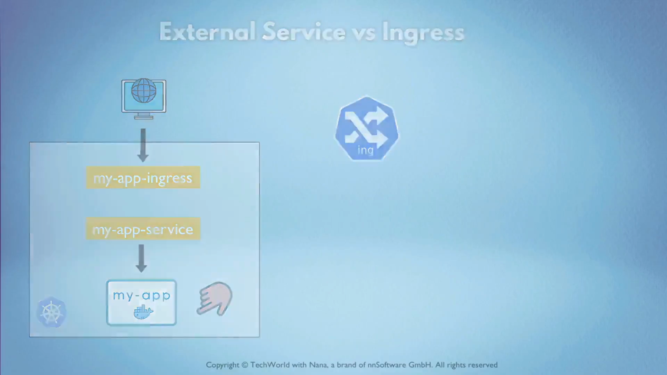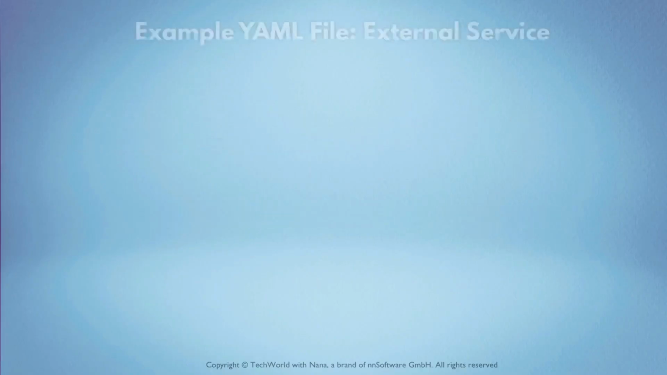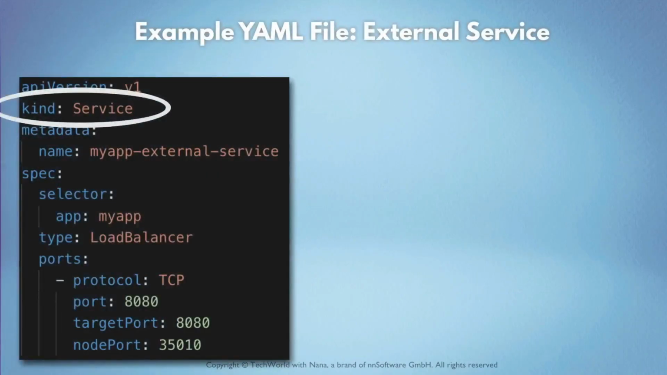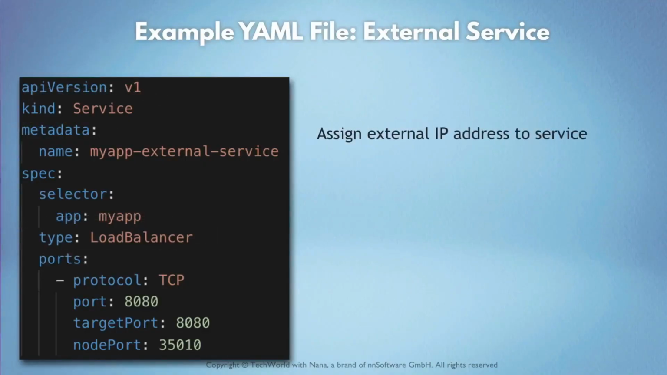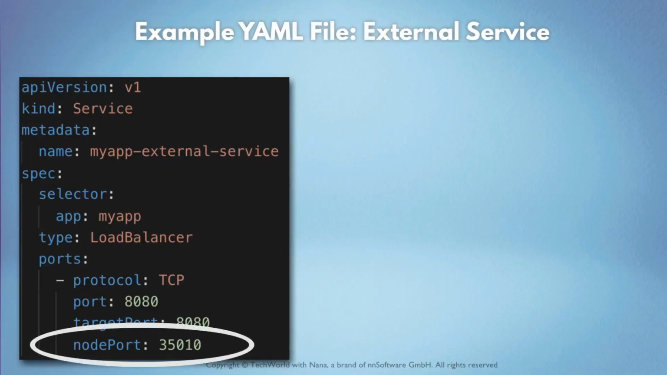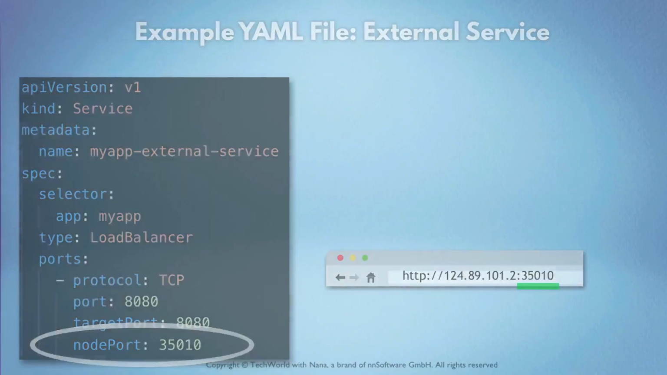So now let's actually take a look and see how external service configuration looks like so that you have a practical understanding. So you have the service, which is of type load balancer. This means we are opening it to public by assigning an external IP address to the service. And this is the port number that user can access the application at. So basically the IP address, the external IP address, and the port number that you specify here.